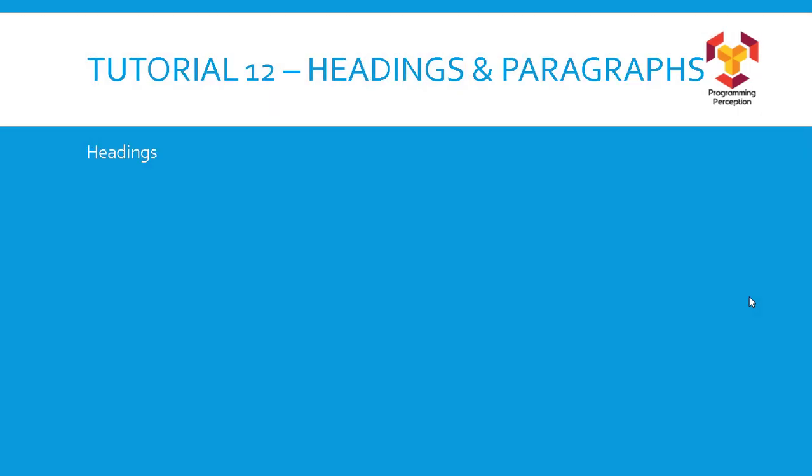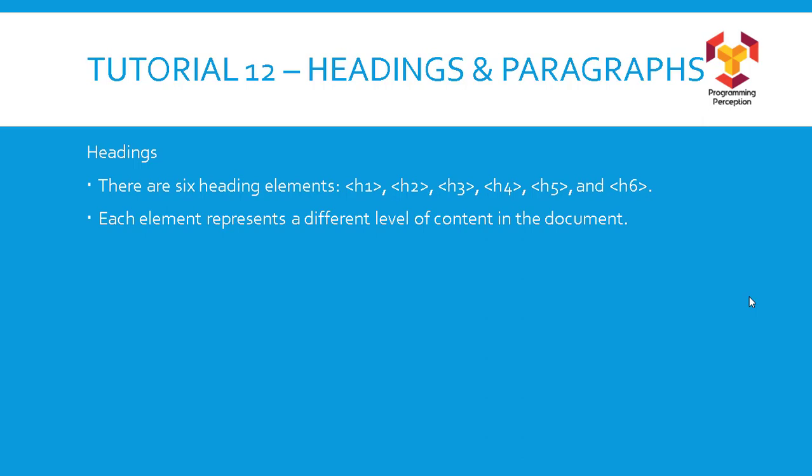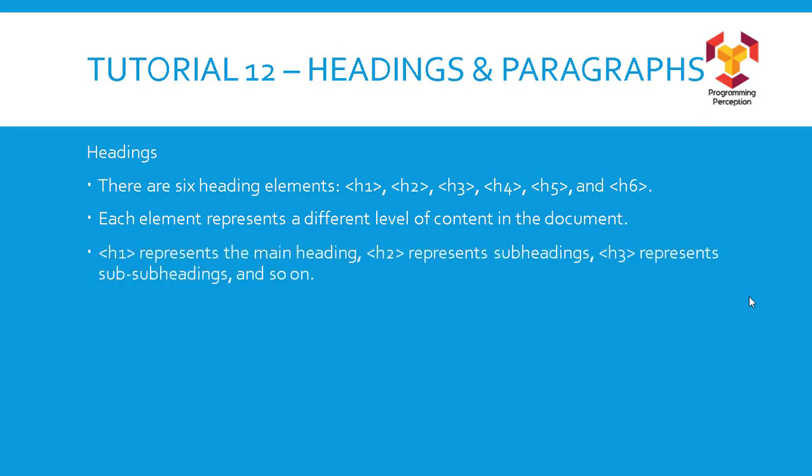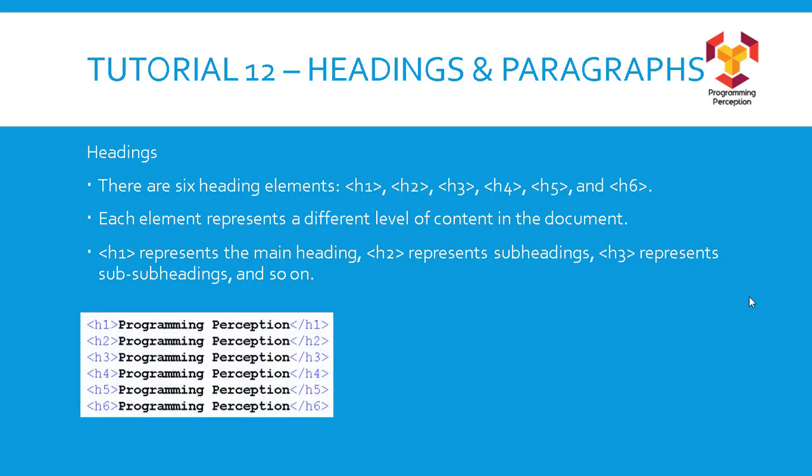So let's begin. HTML provides 6 heading elements starting from H1 till H6, and each element represents a different level of content in the document. Now we have created different documents and we know that there are different headings to different paragraphs and to different topics. But there is always one main heading to our whole document. Similarly, from H1 to H6, H1 represents the main heading, H2 represents a subheading, H3 represents a subheading, and so on. So there are a total of 6, H1 to H6.